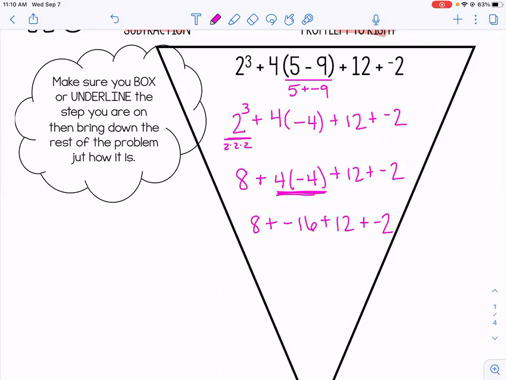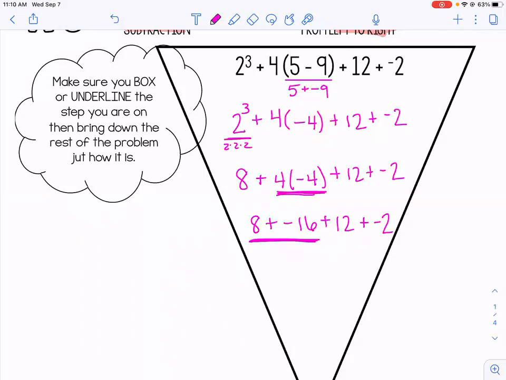Okay, now we have what looks a lot like a problem we had on our quiz last week, which I gave back to you, and we're going to talk here in a second about what you need to do with those. All right, so now we have addition all the way across, so we just need to go from left to right. And luckily it's all addition, so we can just think about our integer rules from a couple weeks ago. So the first thing we have is 8 plus negative 16.